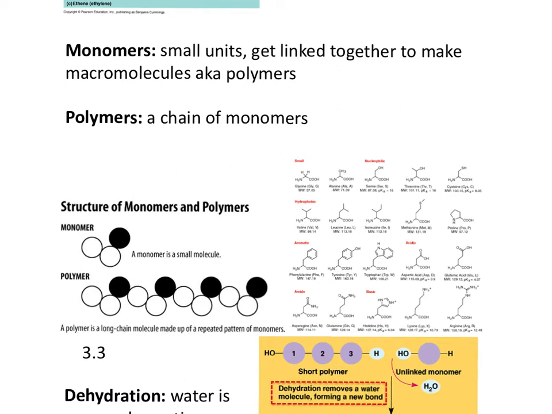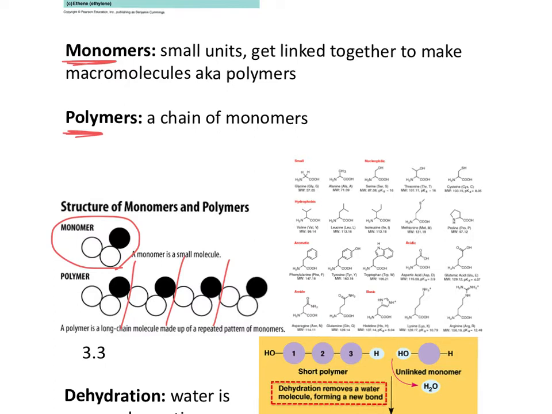Monomers is a vocab term that indicates a small unit. The prefix mono means one, so a monomer is a small unit that gets linked together to make a bigger molecule. Those bigger molecules are called polymers, poly meaning a chain. So if you use this picture here, you can see that the monomer unit gets repeated many times in the polymer. So it's almost like a monomer is a link in a chain, and then the whole chain I would call a polymer. So poly means many, mono means one.